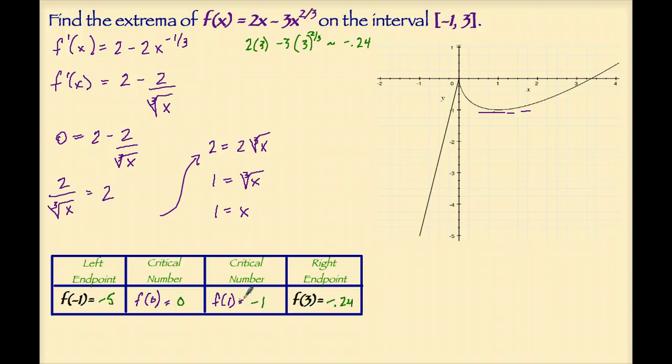Now, look at the 4 values and let's see which was our lowest and highest values. The lowest value we see is -5. Therefore, the minimum value on our interval is -5, and it's occurring at one of our endpoints, -1. The highest value we see is 0. Therefore, the maximum value on our interval is 0, and it's occurring at one of our critical numbers, 0. And that's how you find the extrema of a function on a closed interval.